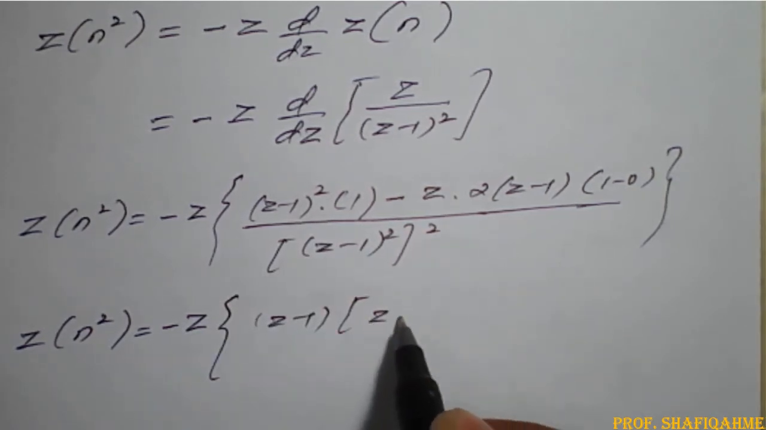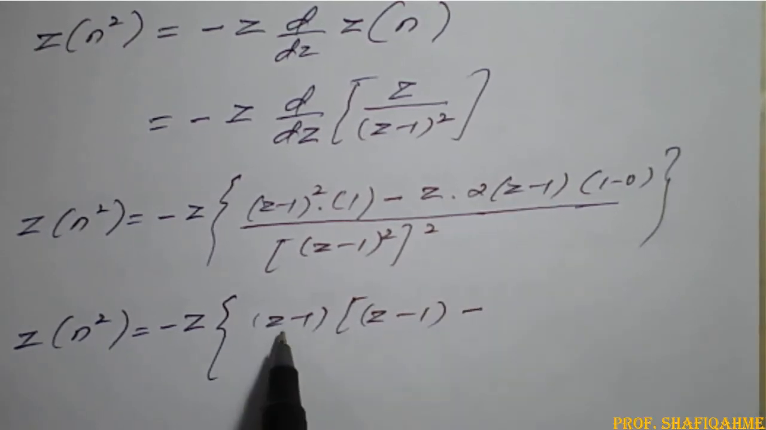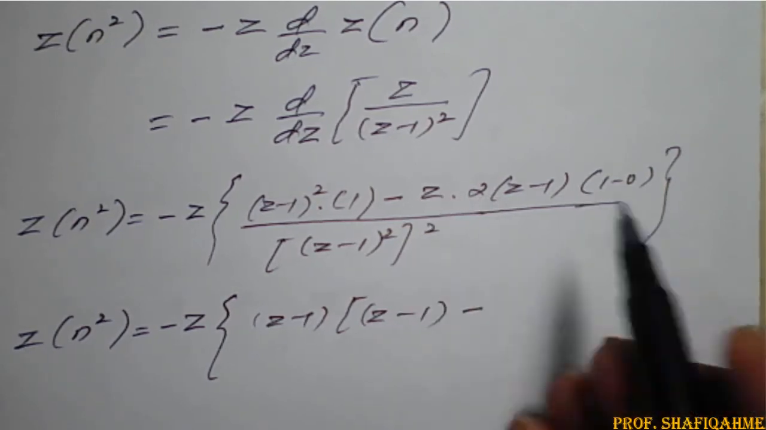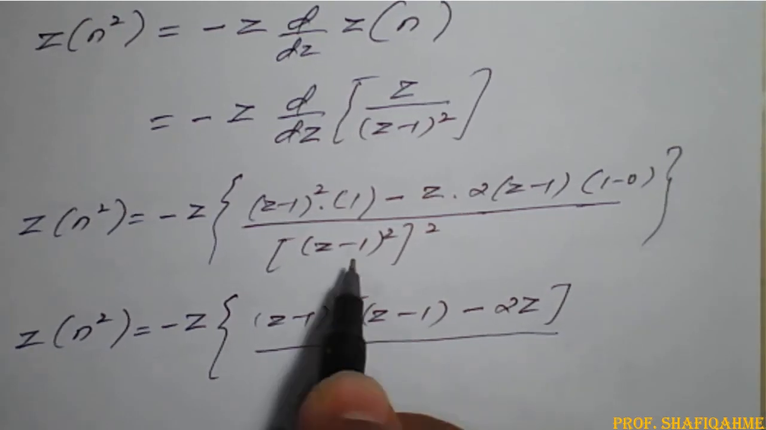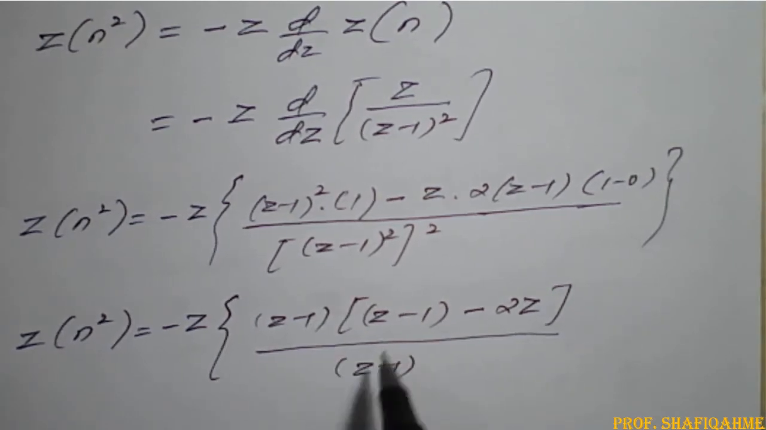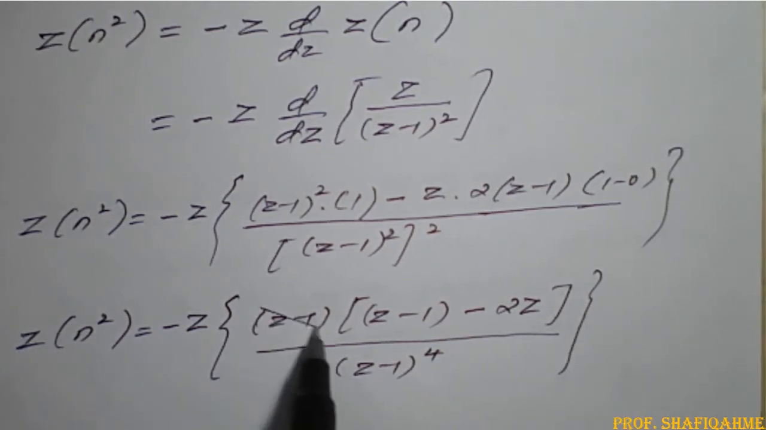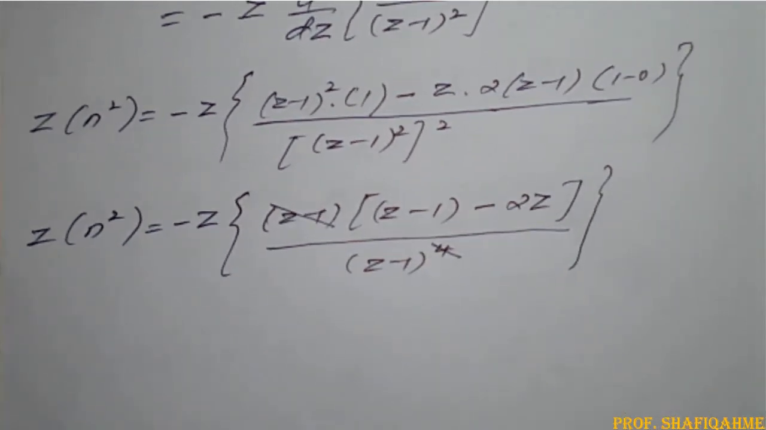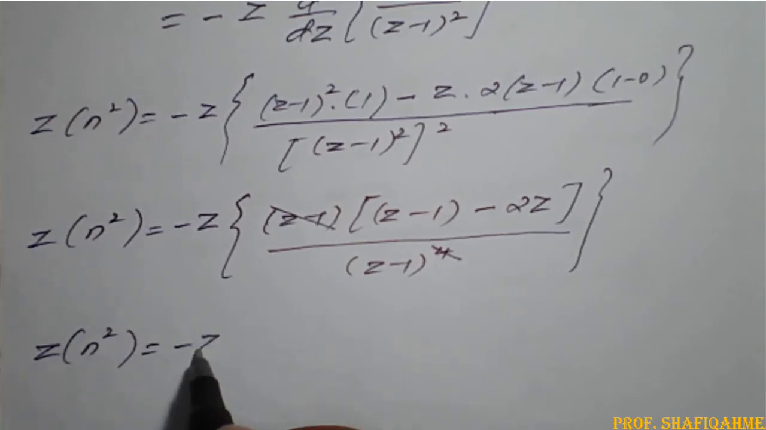One time is left inside, that is z minus 1 is left inside, minus this z minus 1 is out. So what is left here? Only z into 2 into 1, which is 2z. So the whole is divided by z minus 1 square into square, which becomes z minus 1 raised to 4. So this z minus 1 one time, and among these, one gets cancelled. So therefore what will we get? z of n square is equal to minus z.